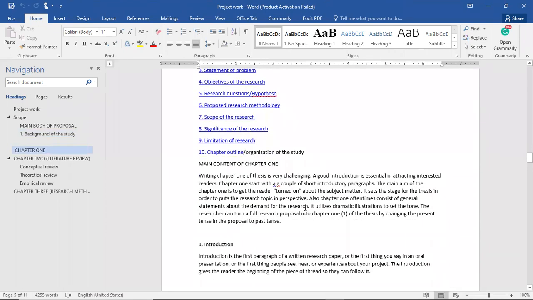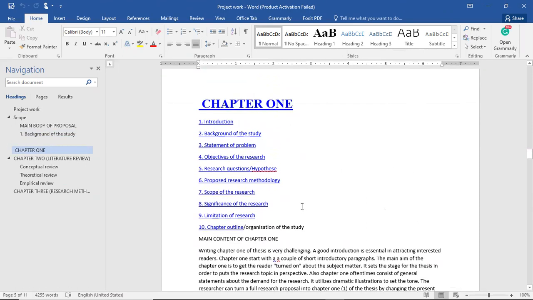Then we went ahead and looked at the very first chapter of a project work, that is chapter 1. We said chapter 1, which is the introduction, entails the background of the study, the problem statement, the objectives, the research questions, the research methodology, the scope, the significance, the limitation, and then the organization or outline of the study.